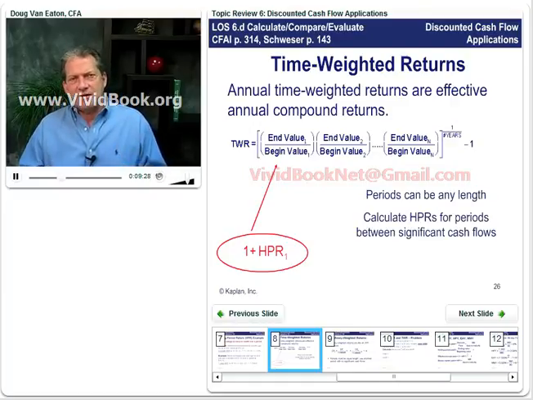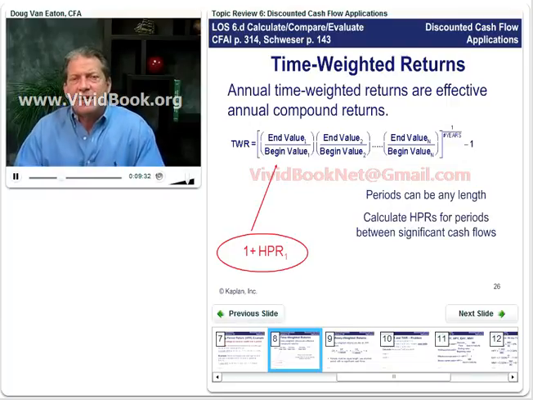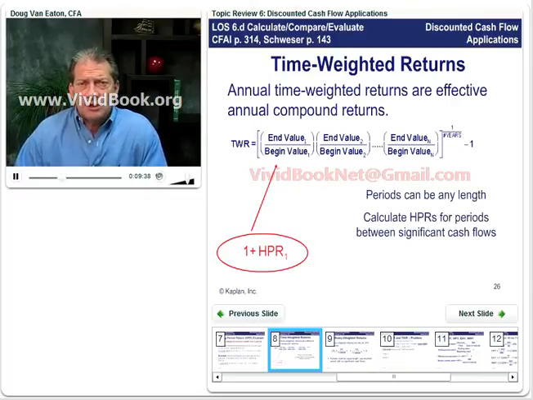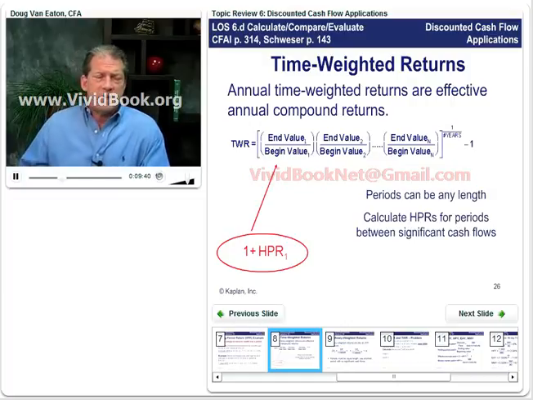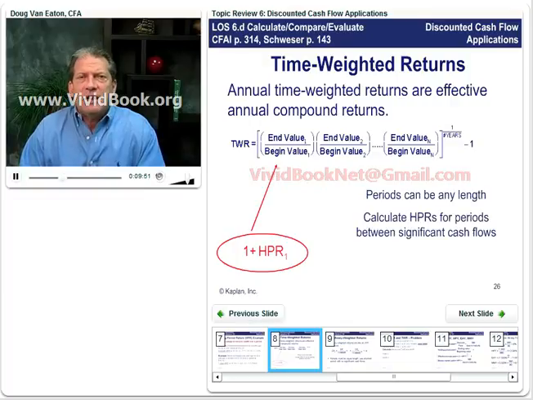But the idea for performance measurement is that the investment manager with a pension account isn't in charge of cash flows into and out of the account. The company may have to make required contributions into the account. The pension plan may have to pay out benefits. So these cash flows are not under the control of the manager, and we don't want them to enter into the calculation of the manager's performance.